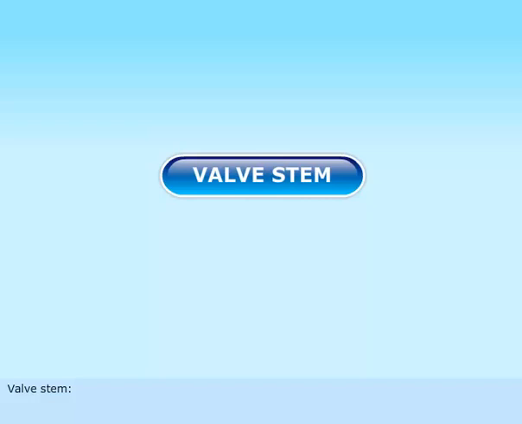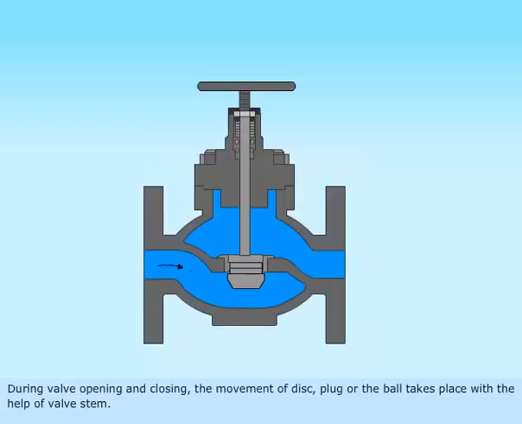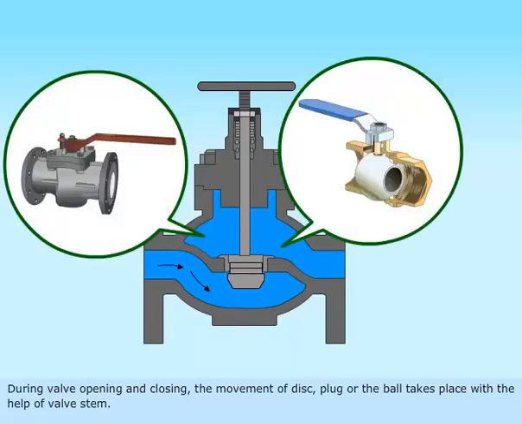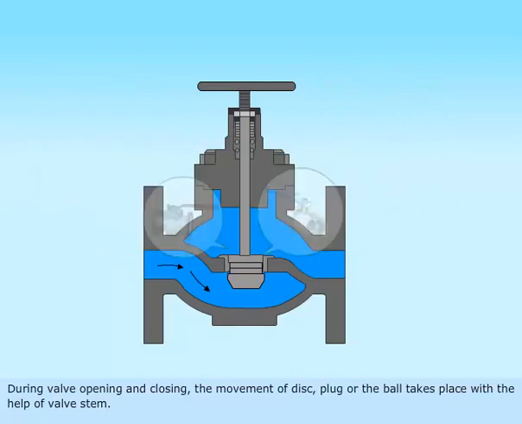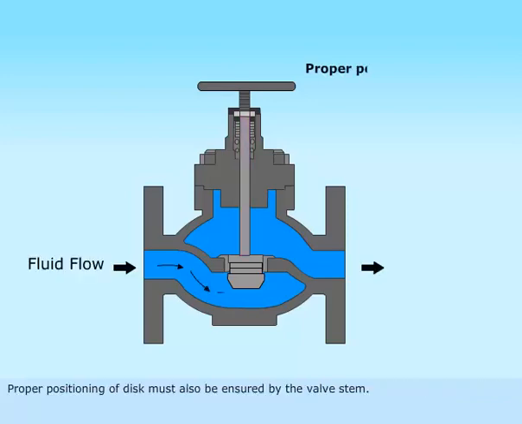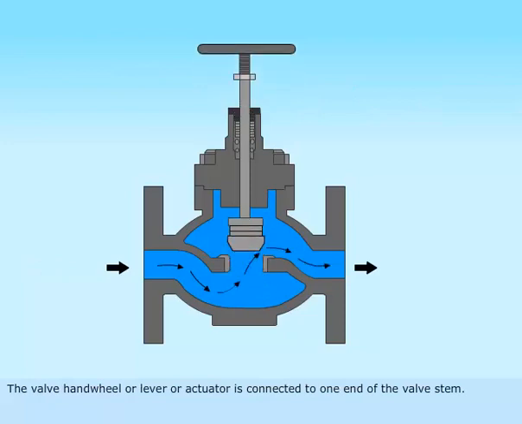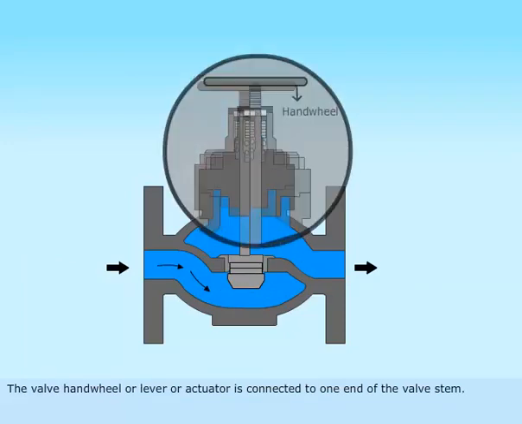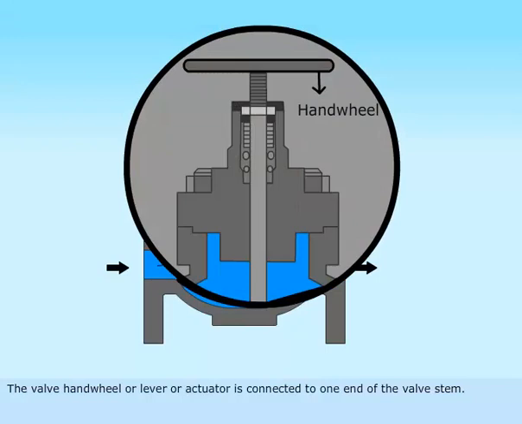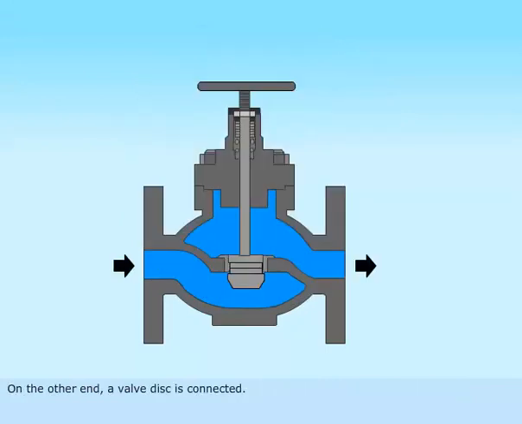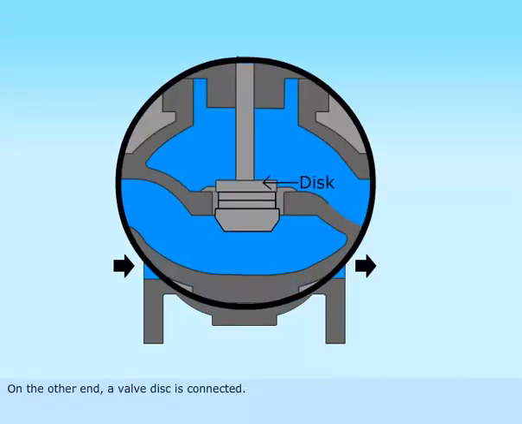Valve stem. During valve opening and closing, the movement of the disc, plug, or ball takes place with the help of the valve stem. Proper positioning of the disc must also be ensured by the valve stem. The valve hand wheel, lever, or actuator is connected to one end of the valve stem. On the other end, a valve disc is connected.